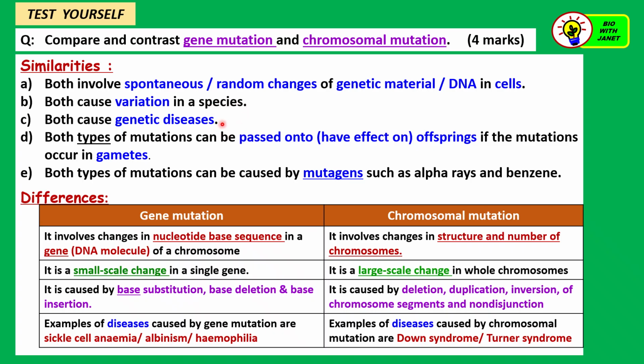Both cause genetic diseases, which may be serious. Both types of mutations can be passed on to or have effect on offsprings, on the children, right? If the mutations occur in the gametes. So the mutations can be passed down from the parent to the gametes, and the effects will be in the children or offsprings. Both types of mutations can be caused by mutagens, which are substances that cause mutations, such as alpha rays and benzene.